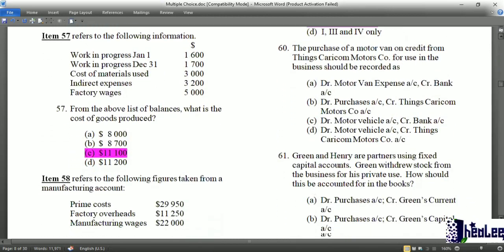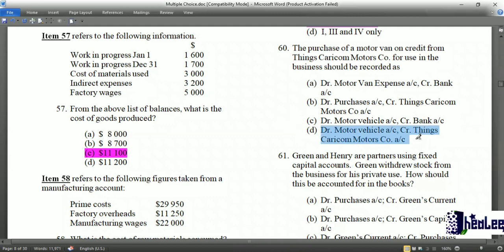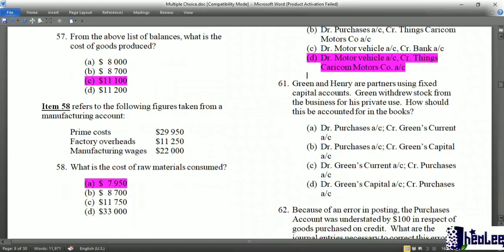Number 60. The purchase of a motor van on credit from Things Caricom Motors Company for use in the business should be recorded as, and this is showing an increase in the motor van, so therefore you're going to debit the motor van account, and you are going to credit Things Caricom Motors Company. So debit motor van, and that is D, and credit Things Caricom Motors Company. We could not use purchases because it stated that the motor van was purchased to be used in the business, hence it is a fixed asset.